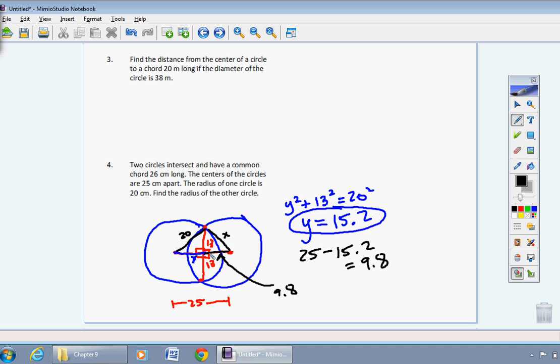What that allows me to do now is use the Pythagorean theorem to find the other radius, because I have a right angle there. So I can go ahead and say that 13 squared plus 9.8 squared is equal to x squared. And now I can go ahead and solve for x.